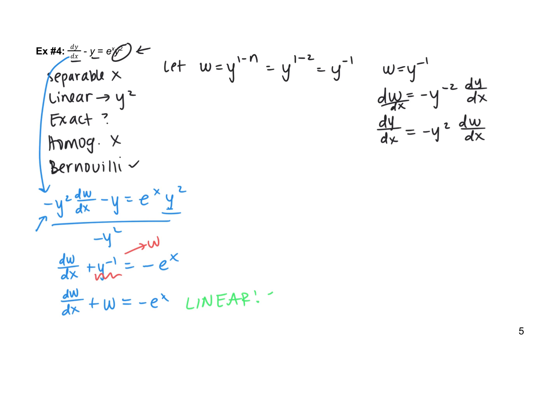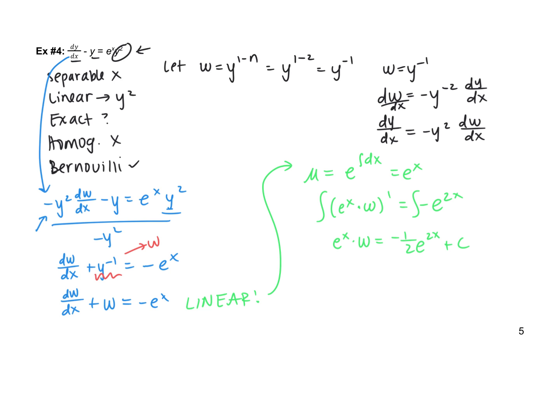So that's what we're going to do now, treat this like a linear equation. We're going to start by finding our integrating factor, which is e to the integral dx, which is just e to the x. So we're going to multiply our entire equation by e to the x. On the left side, we end up with the derivative of e to the x multiplied by w. And then on the right side, we're going to get negative e to the 2x. So we'll integrate. Left side, we get e to the x multiplied by w. Right side, we get negative 1/2 e to the 2x, add c.